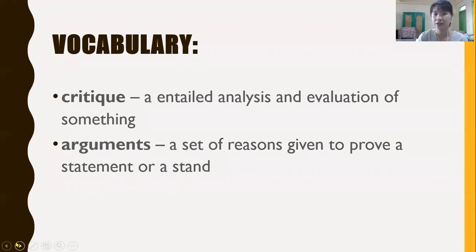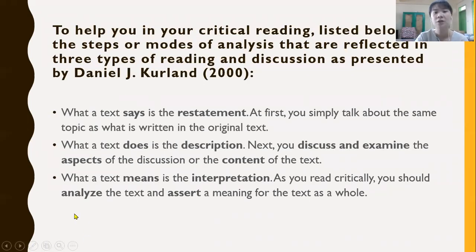Vocabulary: critic, entailed, an entailed analysis and evaluation of something. Argument, a set of reasons given to prove a statement or a stance. To help you in your critical reading, listed below are the steps or modes of analysis that are reflected in three types of reading and discussion as presented by Danielle Kurland in 2000.